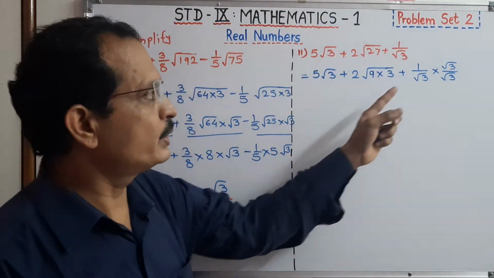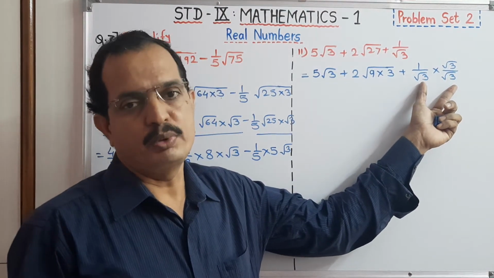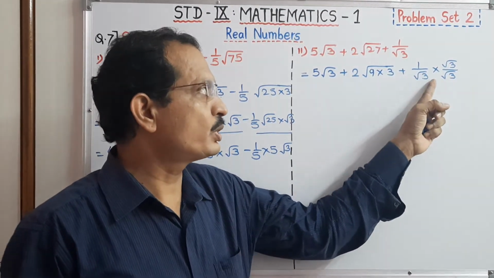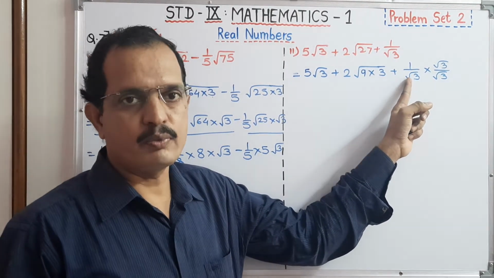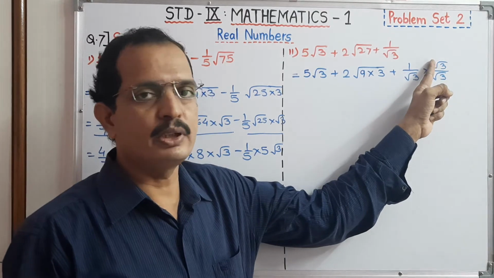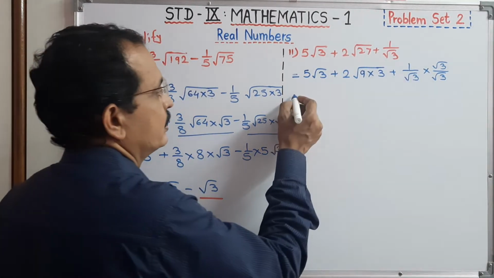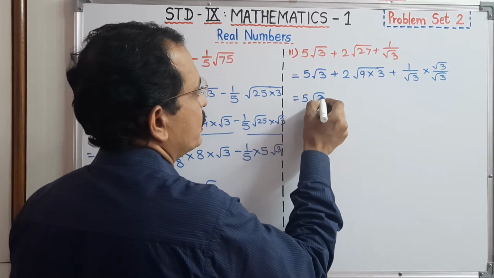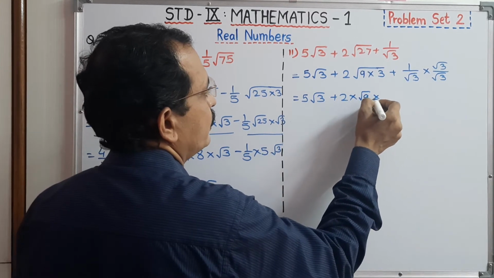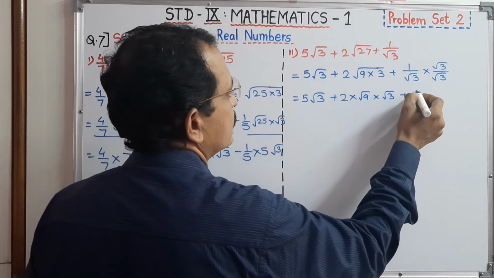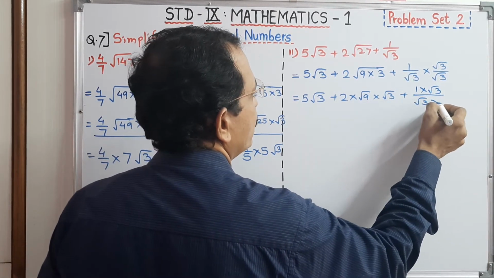Has everyone understood this? I rationalize the denominator. This is an important thing. 1 upon root 3, we have to rationalize this first. And for rationalization, we have to multiply with root 3 and divide by root 3. Got it? Now see here. It is 5 root 3 plus 2 into root 9 into root 3 plus 1 into root 3 upon root 3 into root 3.